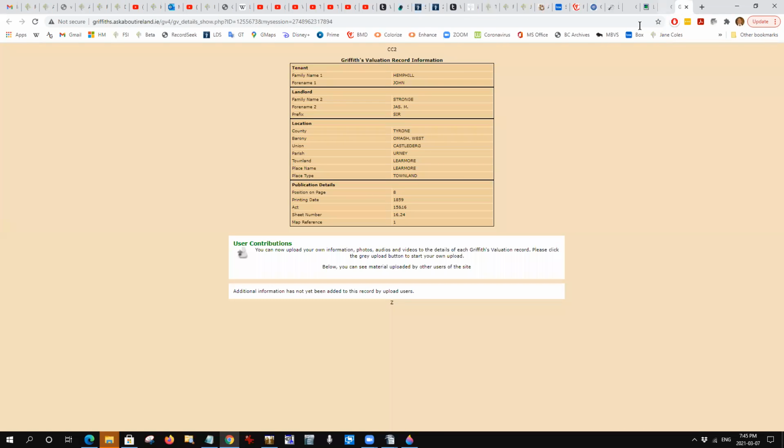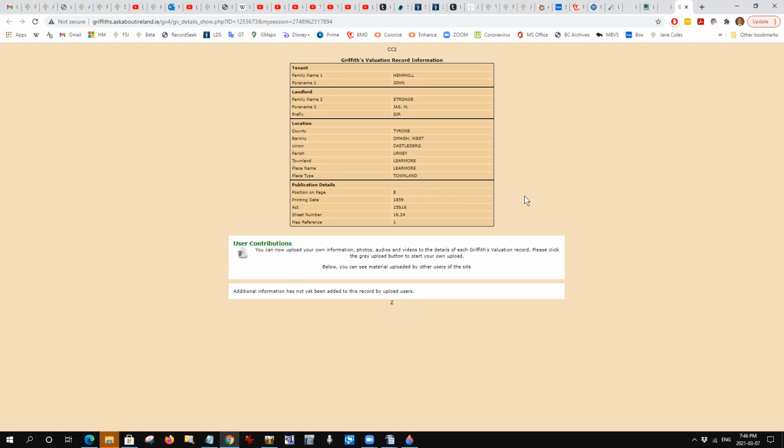Okay, let's, well, here we go. Here is the information here on John Hemple's farm. His landlord is Sir James M. Strong. His farm is located in County Tyrone in the barony of Omagh West in the Poor Law Union of Castlederg, Ardstraw Parish, and the name of the place is Learmore, and it is a townland. And this information was as of 1859.